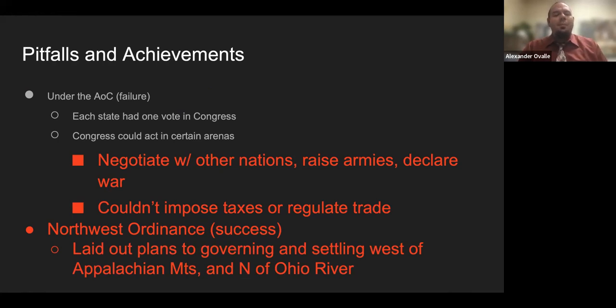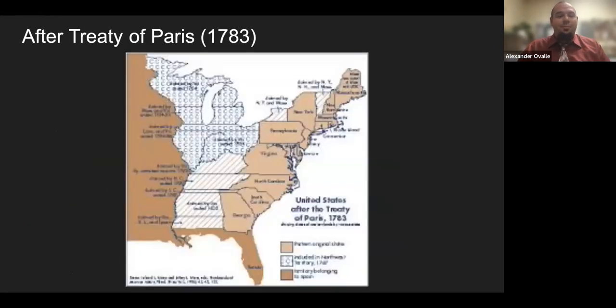The only success came from the Northwest Ordinance. It laid out plans for settling the west of the Appalachian Mountains and the area north of the Ohio River. It's called the Northwest Ordinance. They figured out how statehood could be achieved because of this document. So what am I talking about there? I'm talking about this area right here. That used to be the Northwest.